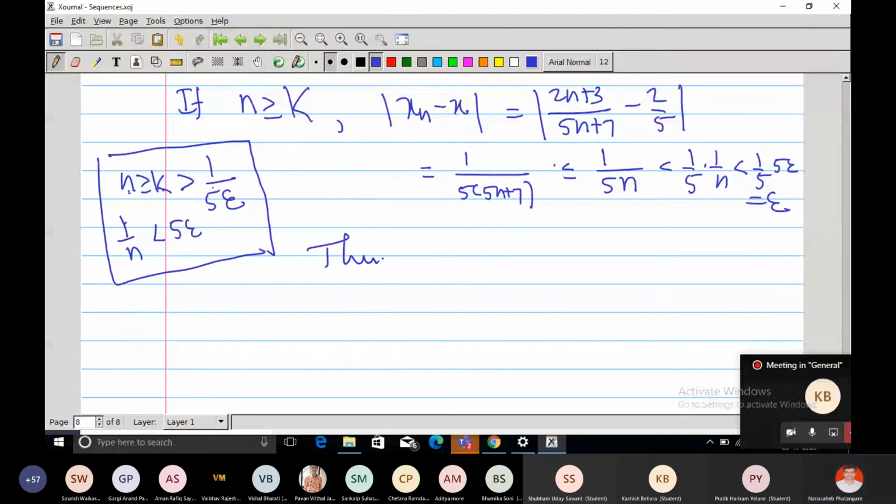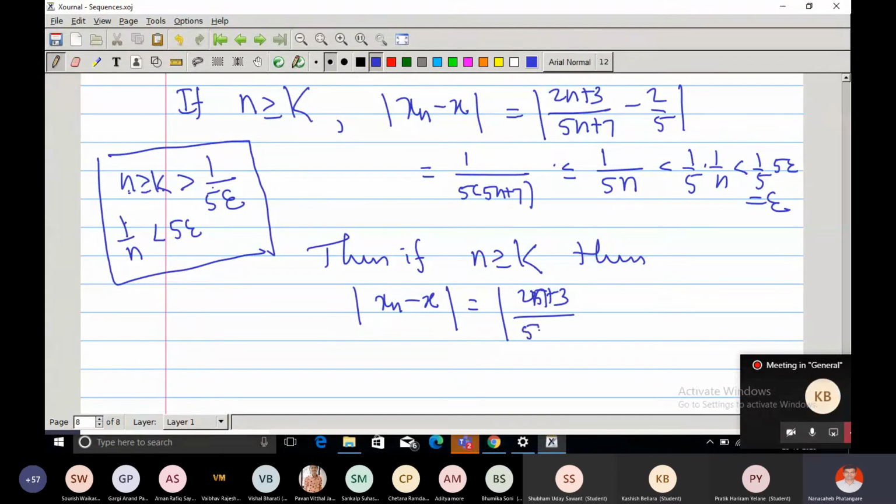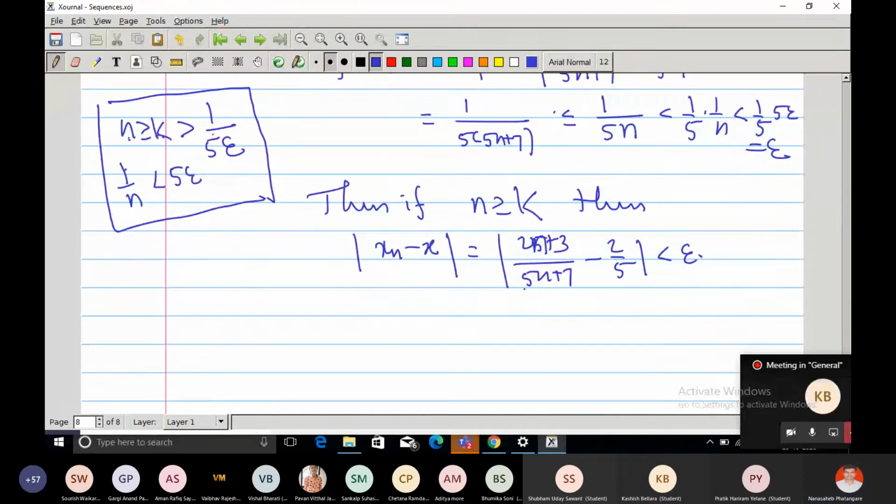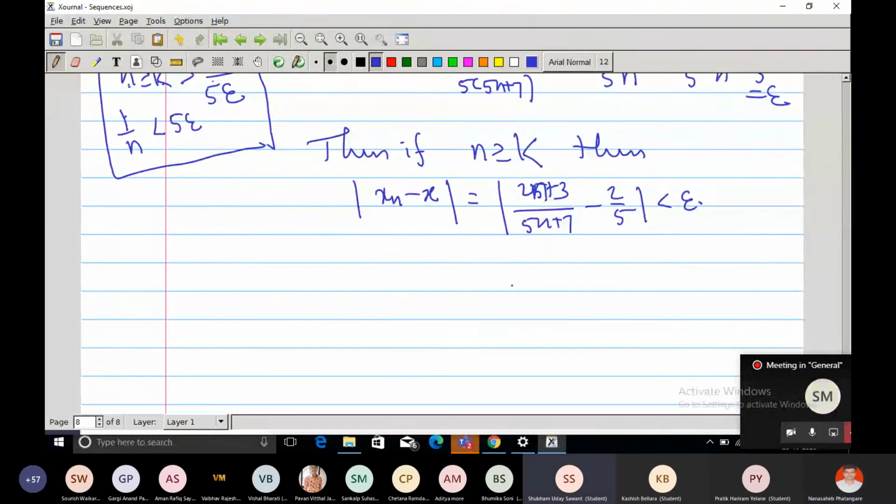Thus, if n is greater than or equal to this particular k, then xn minus x, or (2n plus 3) upon (5n plus 7) minus 2 by 5, is less than epsilon. So this is verified. Is it clear? So this is possible for any epsilon now.